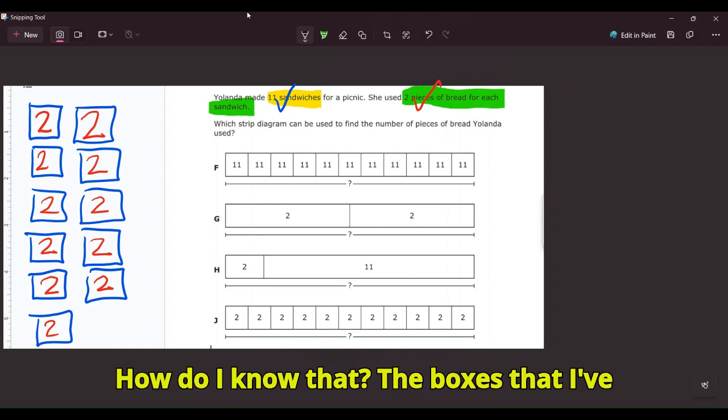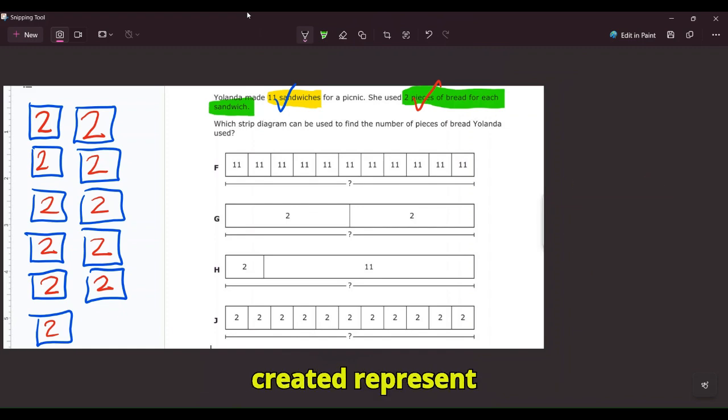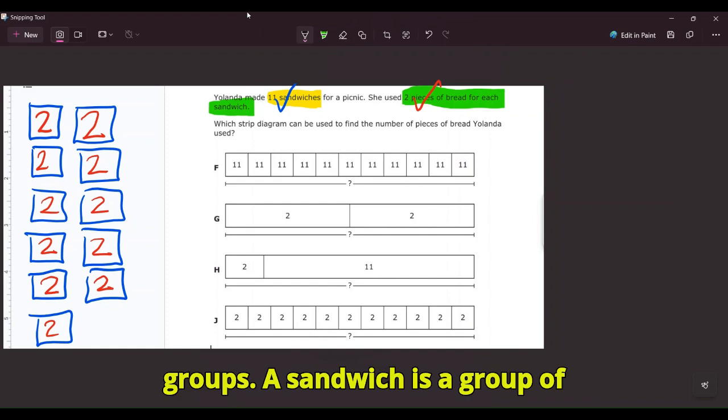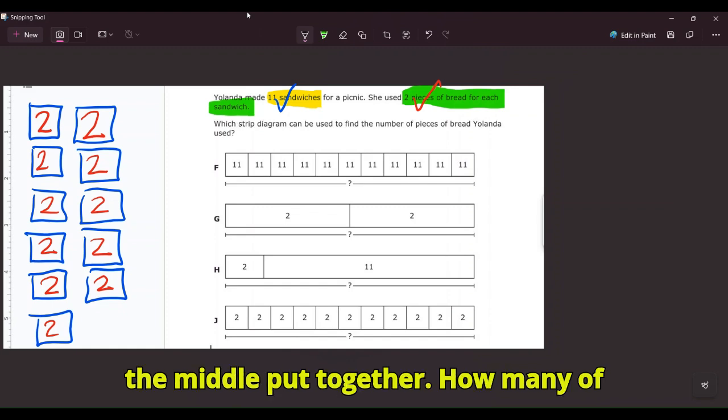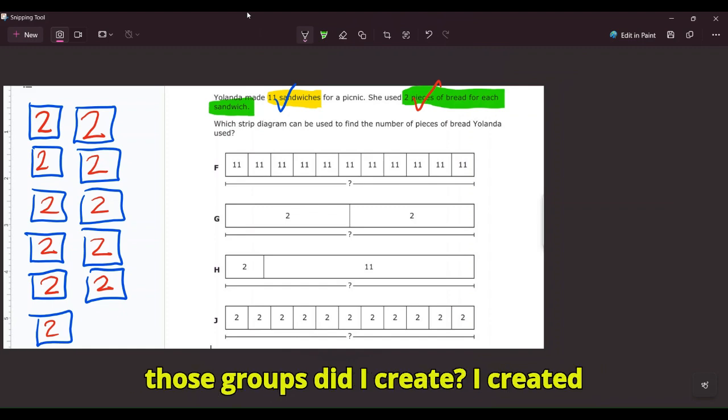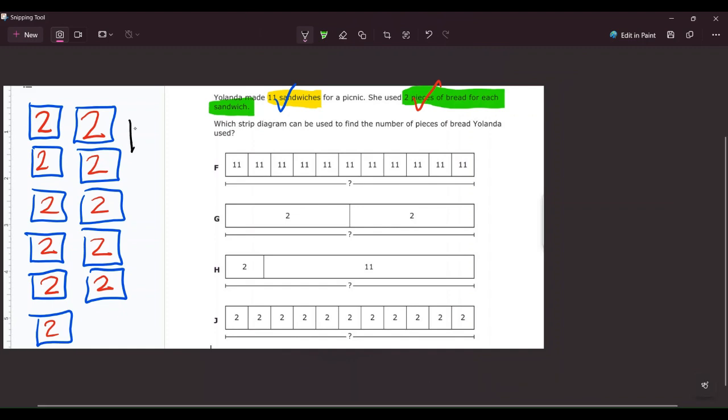How do I know that? The boxes that I've created represent groups. A sandwich is a group of two pieces of bread with ingredients in the middle put together. How many of those groups did I create? I created 11 groups.